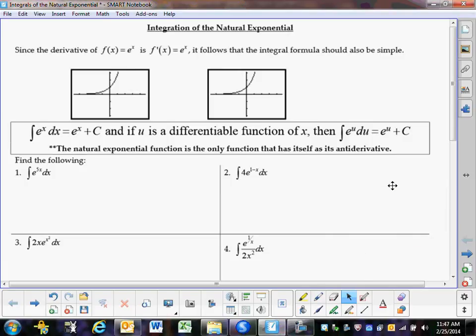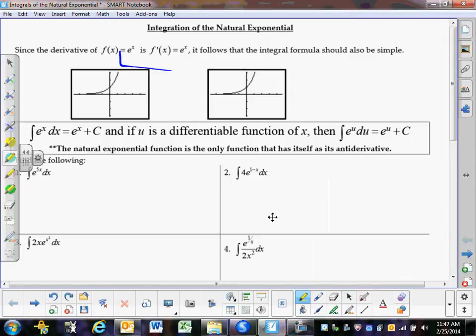Okay, today we're going to continue on our lesson on the natural exponential, but this time we're going to do antiderivatives or integration. We saw last class that if f of x equals e to the x, then the derivative of f of x is e to the x. So that means that when we go backwards from e to the x, we end up with e to the x, but plus c. There could have been a constant that disappeared during the differentiation process.